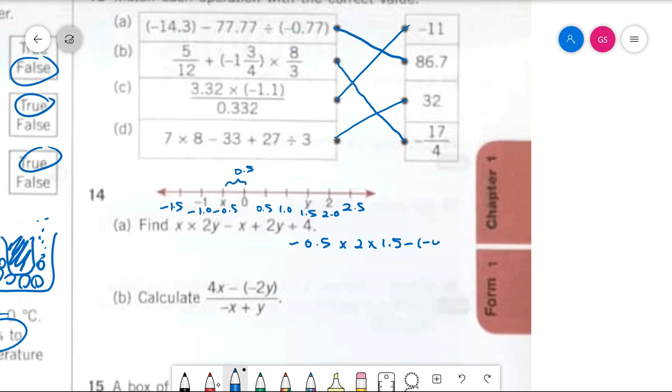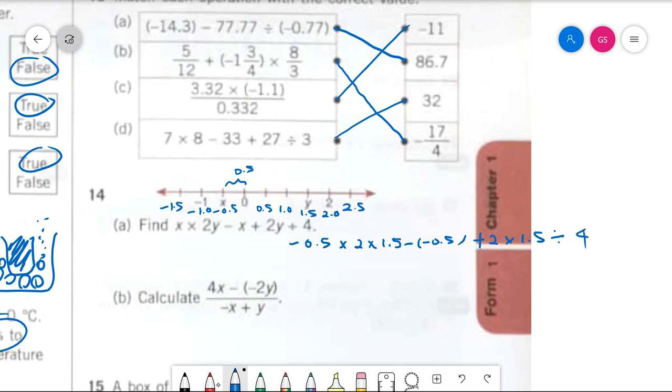Minus x, which is negative 0.5. Be careful of these two minus signs. One minus belongs to the equation here, and one minus here belongs to the x. So you must be careful of the different minus signs you put. Then after that, plus again 2 multiply with y, which is 1.5, and then divided by 4. It's very blurry. I believe that is a divide, if I'm not mistaken, because this looks different from this. So there's a divide.